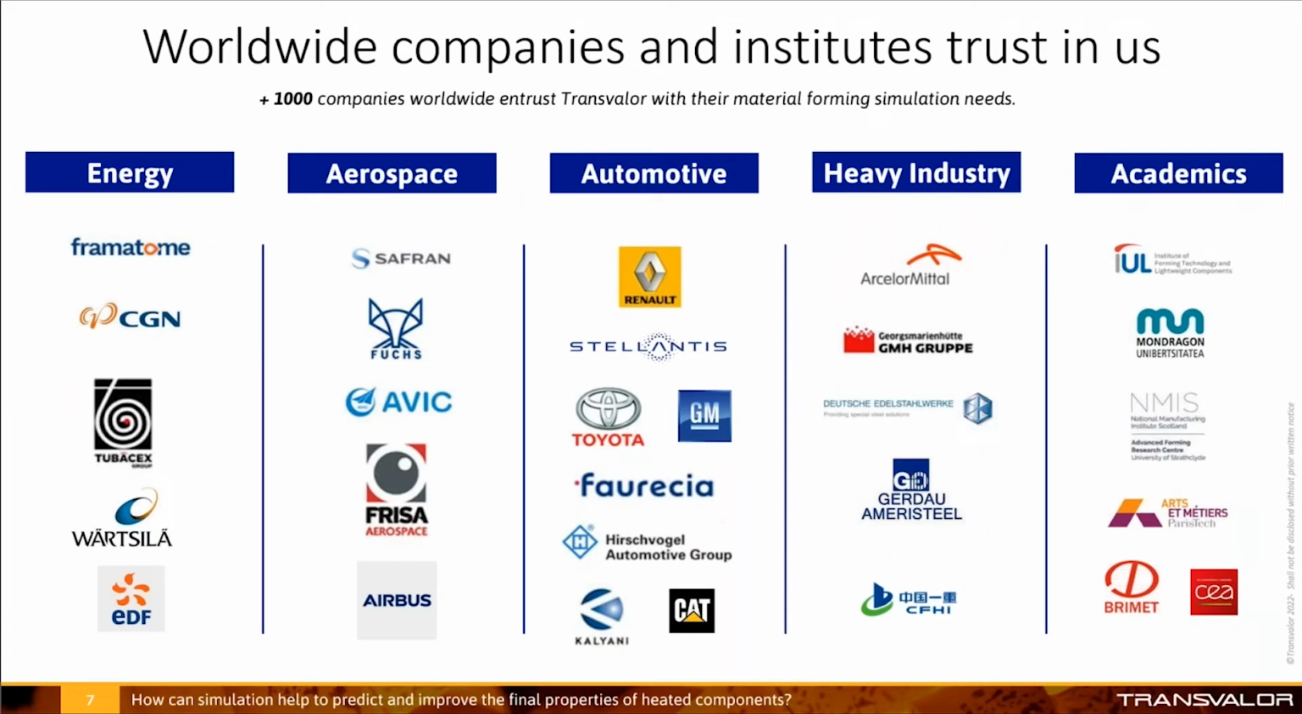Then, like I said, more than 1,000 companies worldwide entrust Transvalor with their material forming simulation needs. These companies are working in different sectors, for example, in energy, in aerospace, of course, in automotive, in heavy industry, and several academics as well are working with our solution, and they are working to give us more innovative research to integrate constantly in our products.